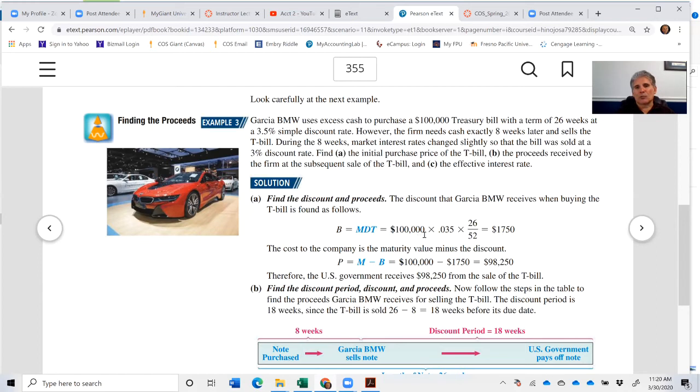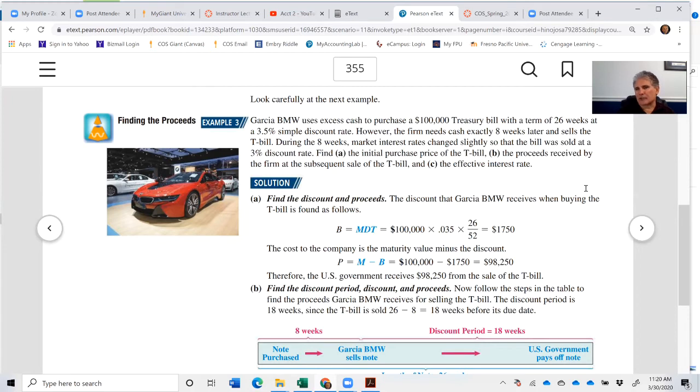B equals MDT: 100,000 times 0.035, that's 3.5%, multiplied by 26 over 52, it's a 26-week term. So that equals 1,750. So the discount is $1,750. We're going to subtract that from the 100,000. So Garcia BMW paid $98,250. And they were supposed to hold on to this for 26 weeks.